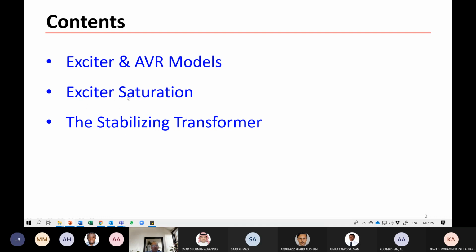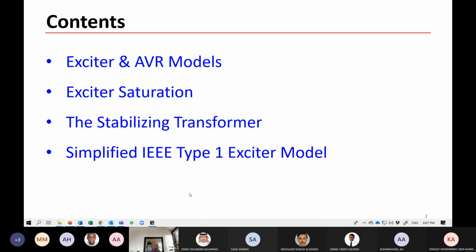Usually the exciter has a negative gain, which deteriorates the system stability. So we add here a stabilizing transformer in the excitation system to stabilize the system. We will see the structure of the stabilizing transformer and its function. We will consider the simplified IEEE type 1 exciter model, which is the first order model that will be added to the third order model, to have 3 for the machine and 1 for the exciter.